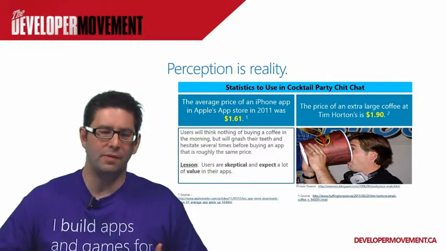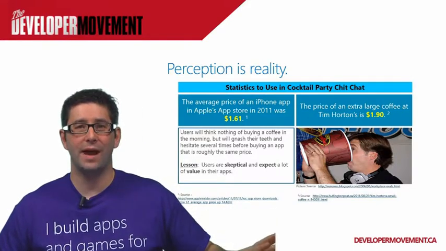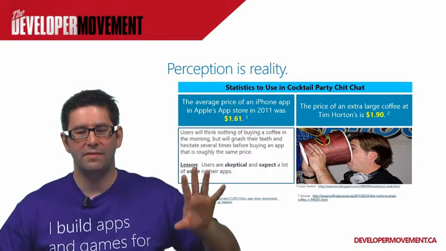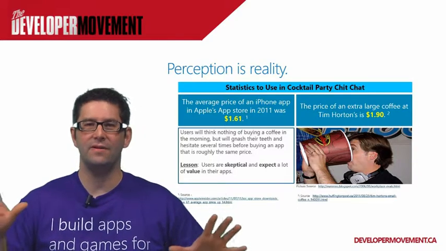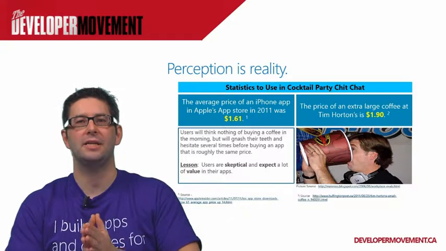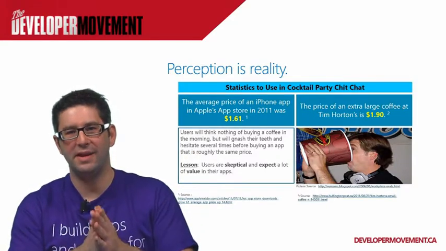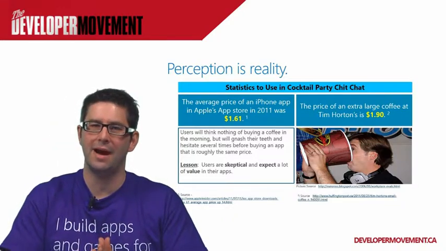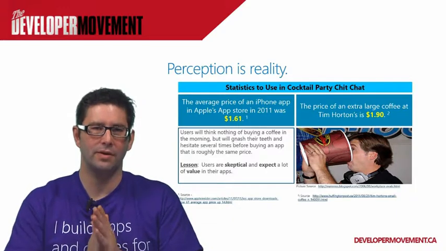So that cup of coffee, which is $1.90, costs more than the average cost of an iPhone application. Users don't perceive that cup of coffee and the app as being the same price in a lot of ways. They think of it in very different terms. So you have to get past the perception that your application doesn't have value, because users are skeptical, and when they see an application, the first thing that comes to mind is, well, I'm going to take a look at it, but I'm not sure I'm going to buy it because I don't know if it's got the value that I'm looking for. Very, very, very important to understand that.